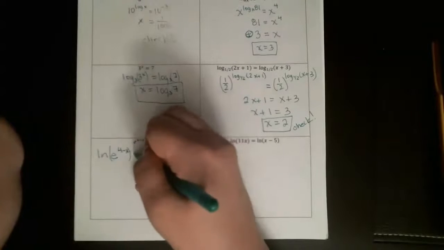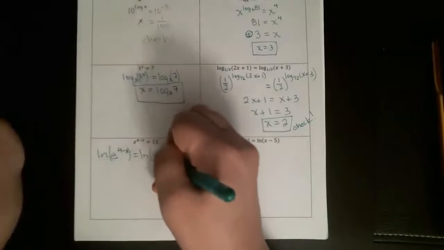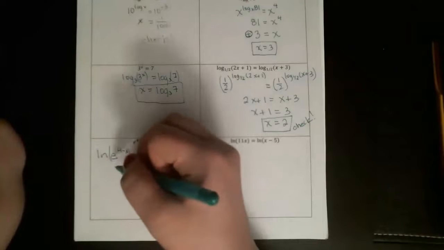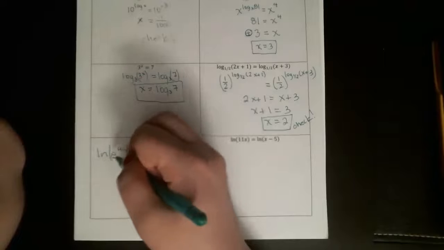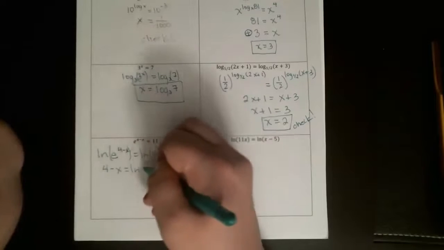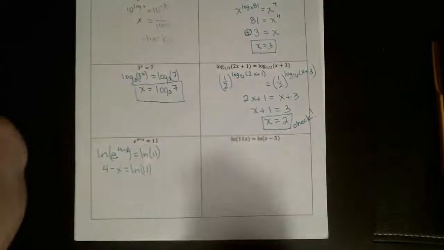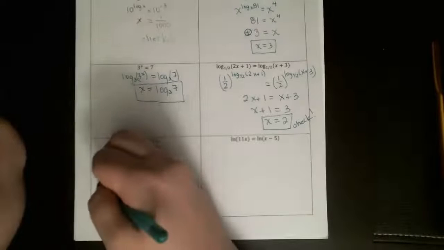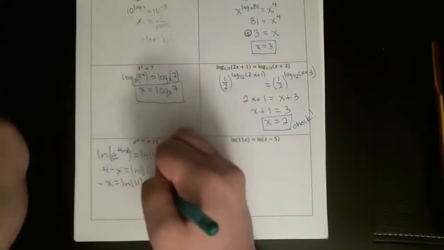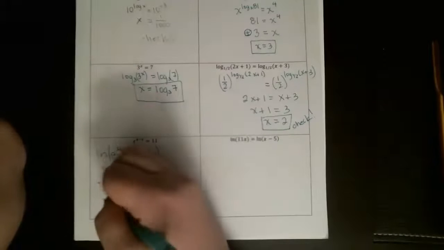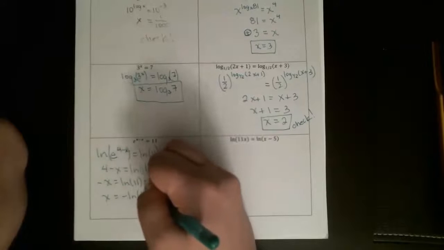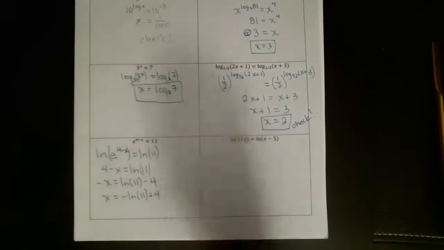Okay, so we're going to take the natural log of both sides. And on the left-hand side, that's going to wipe out the exponential. So the natural log of e to a power should just give me the power. 4 minus x equals the natural log of 11. And then I will subtract 4. And multiply everything by negative 1. Okay, so there's my answer.